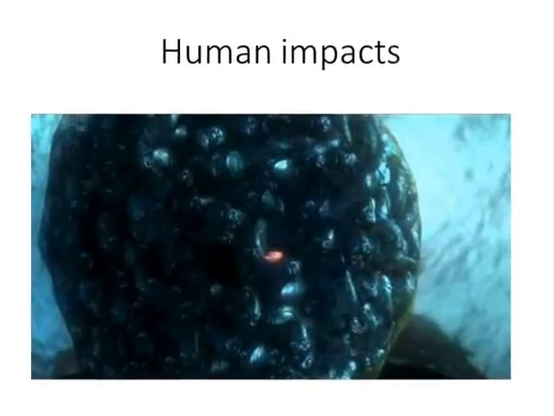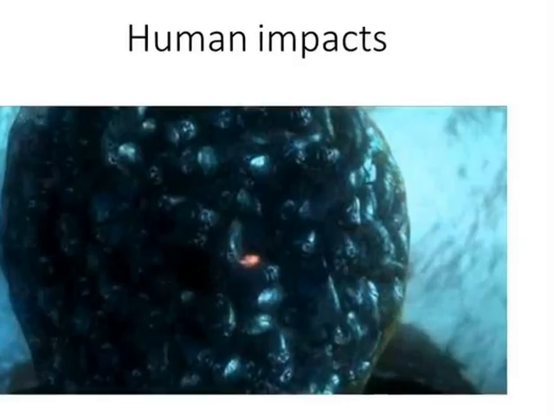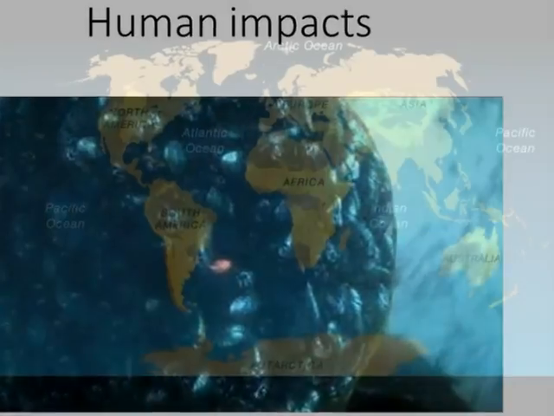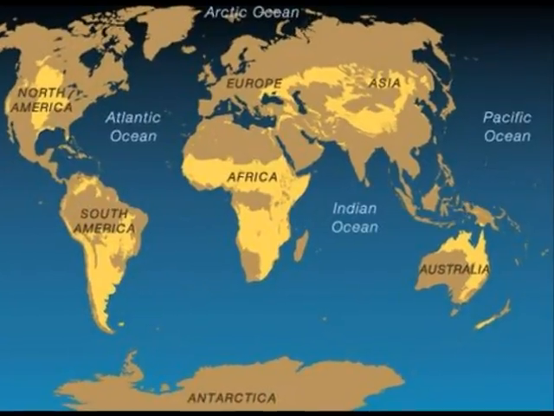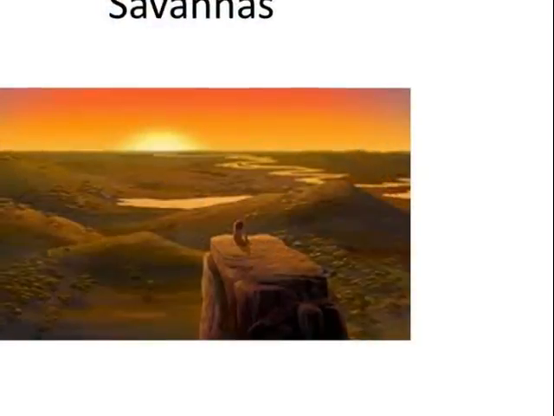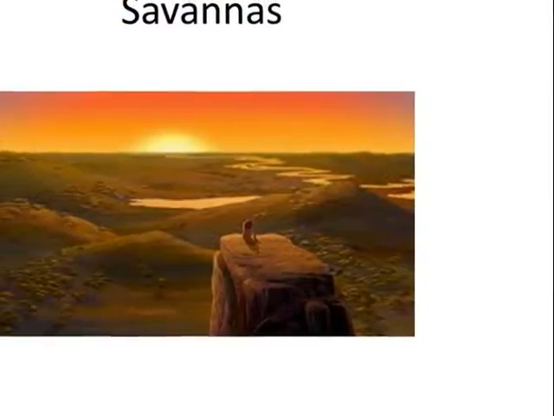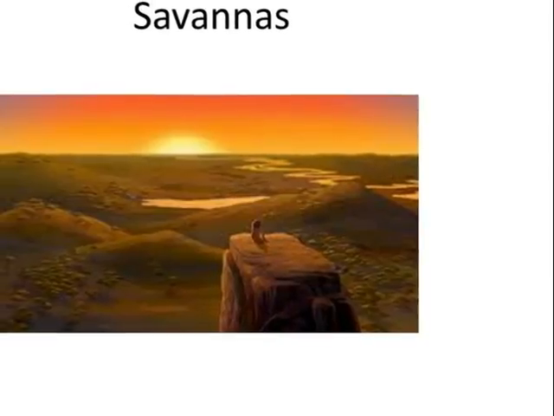Humans cause harm to the benthic zone through oil drilling, gold mining, overfishing, and pollution. The yellow regions on this map show the location of the savannas. Savannas, or tropical grasslands, are found between tropical rainforests and desert biomes.